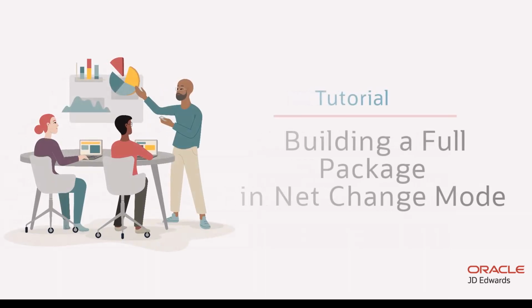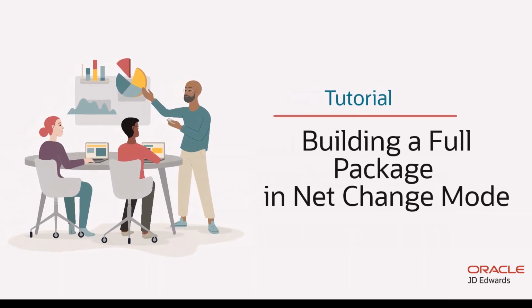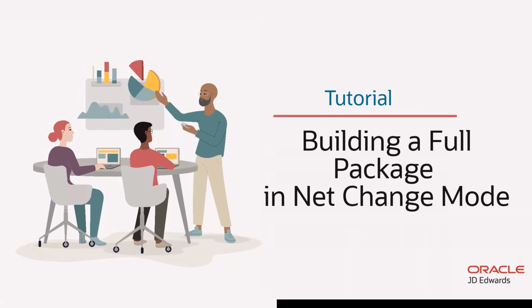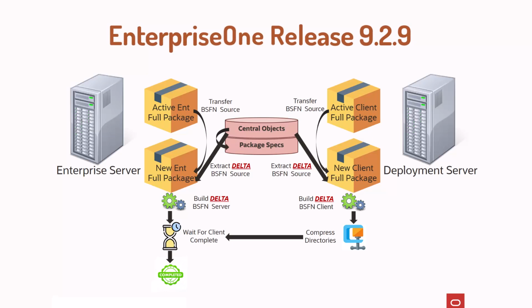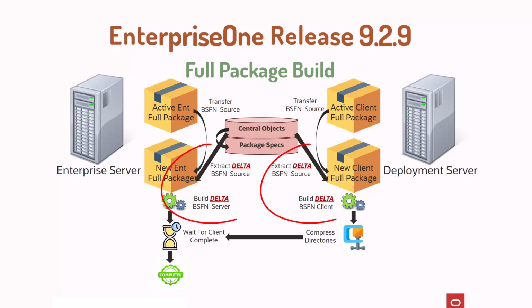In this tutorial, I'll show you how to build a full package in NetChange mode for an optimized performance. Starting with Release 9.2.9, the Enterprise One Package Build application enables system administrators to alter the full package build to only compile functions that are updated since the last active full package build.